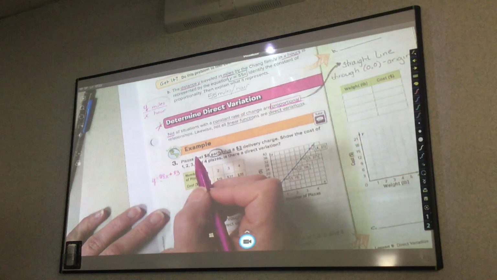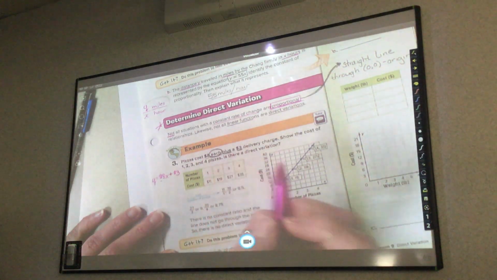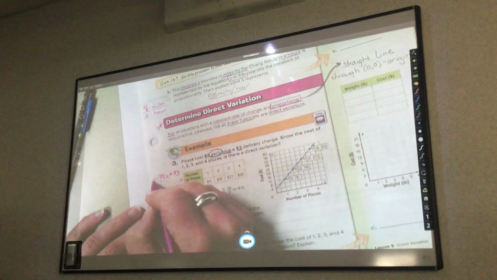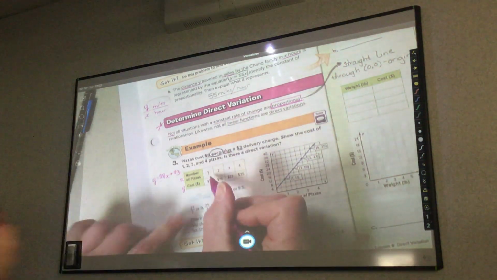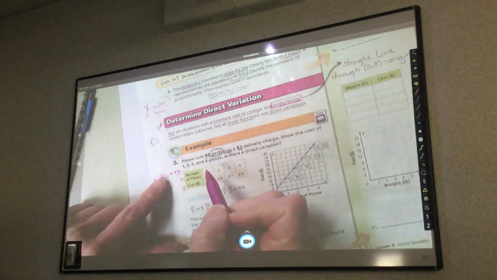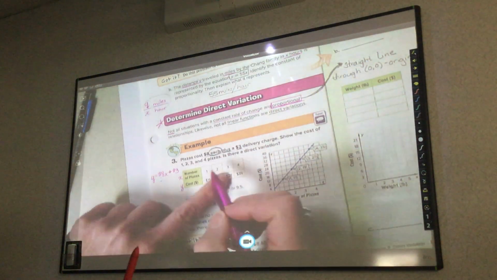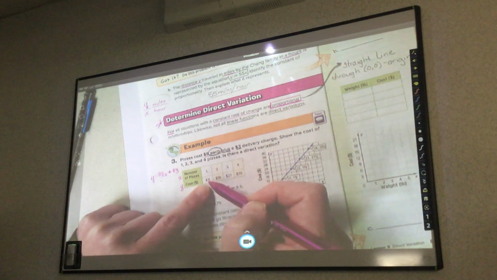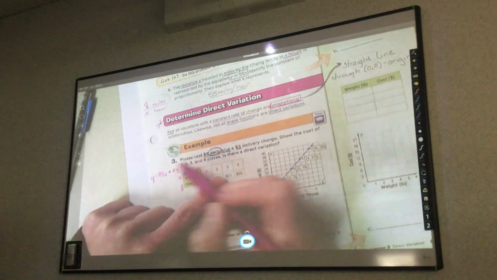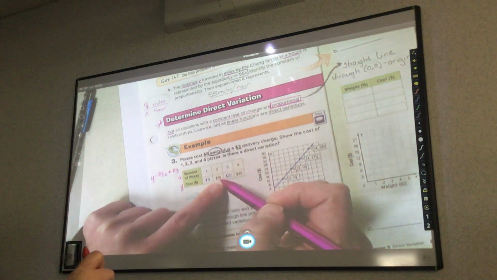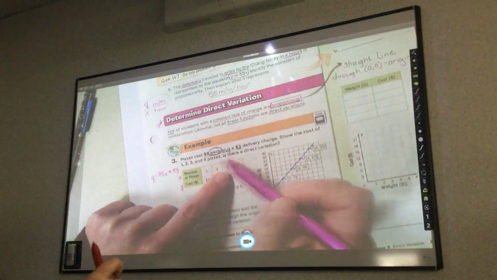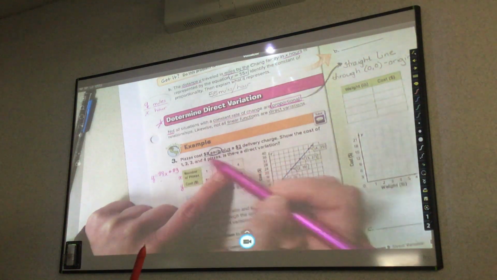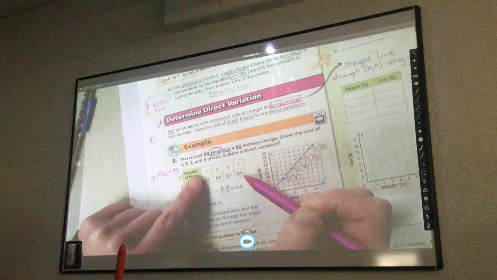Everybody needs to be writing it down. So this is my X, this is my Y, because Y is the cost, X is the number of pizzas. To fill out this chart, sometimes they're going to ask you to create a chart, and you just put in the numbers. 1: 8 times 1 is 8, 8 plus 3 is 11. So for one pizza, it's $11. Then I do it for 2: 8 times 2 is 16, 16 plus 3 is 19. For 3: 8 times 3 is 24, plus 3 makes 27. For 4: 8 times 4 is 32, plus 3 makes 35.